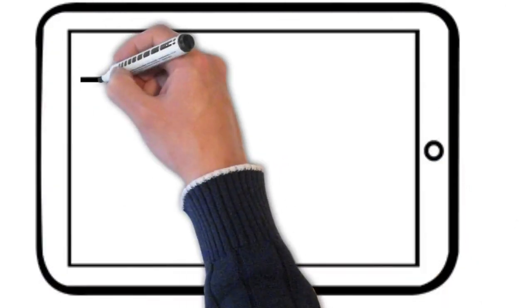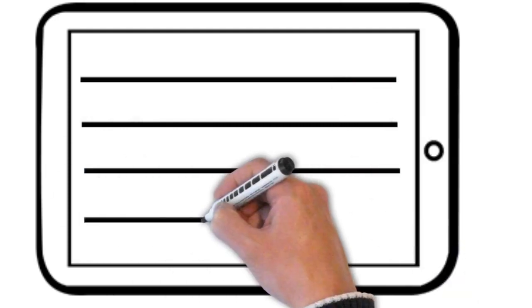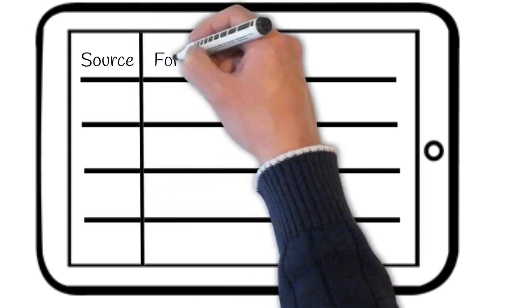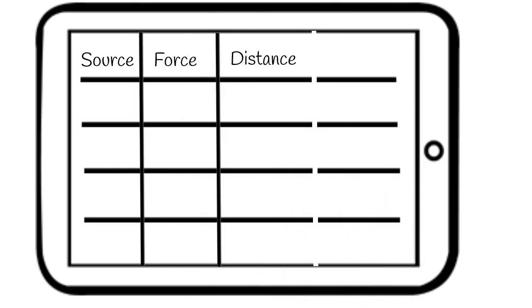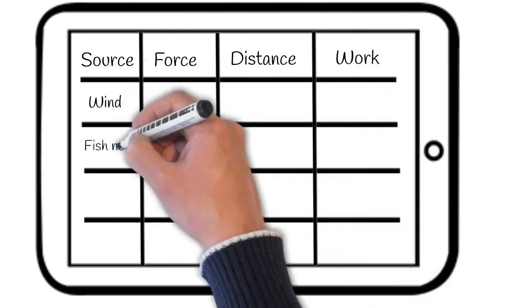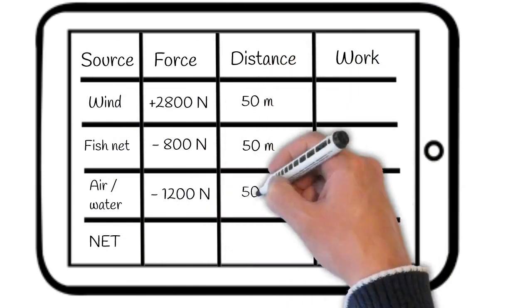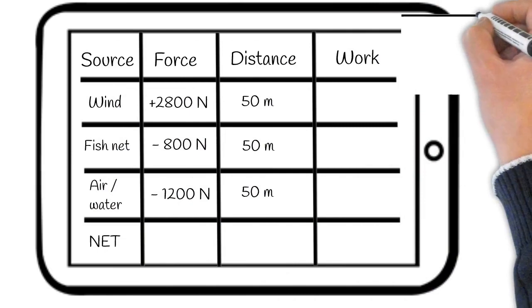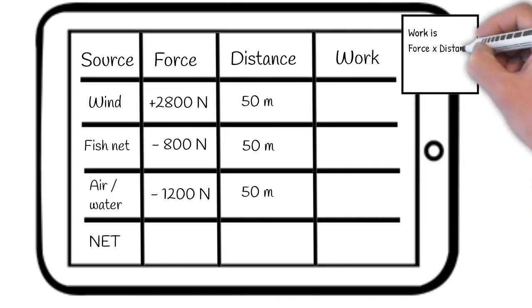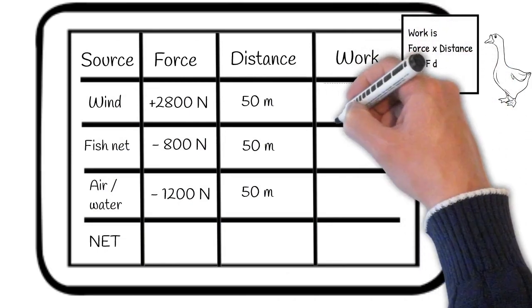Well, let's make a table. We'll put some rows in for the different component forces acting on the boat. The source of the force, the amount of the force, the distance it acts over, and the work. So the wind, the fish net, and the air and water have different forces, but they all act over 50 meters. And work is force times distance, so we can calculate those.